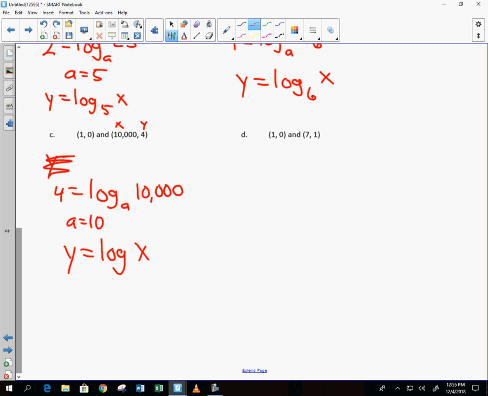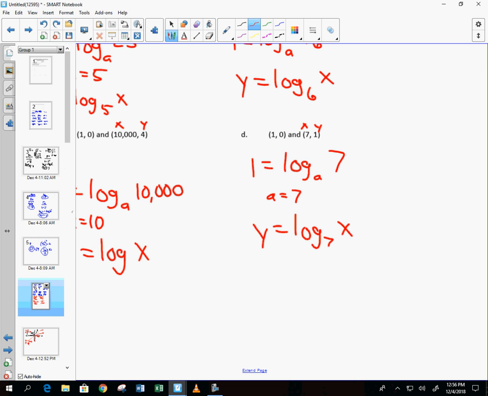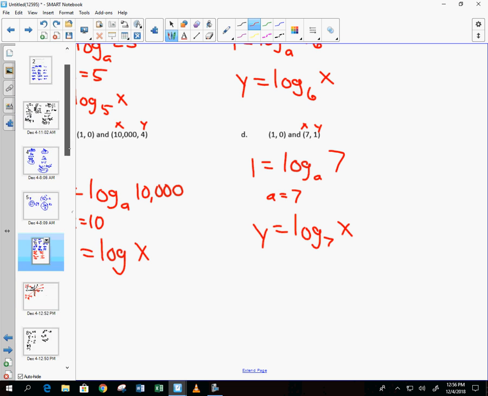And the last one, this is x, this is y. 1 is equal to log base a of 7. What number do you raise to the first power to get 7? That is 7. So y equals log base 7 of x. We good? Flip it over. We're going to do 3 of these problems. Just remember how to graph them.